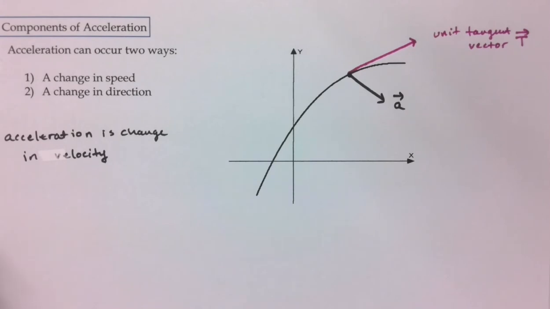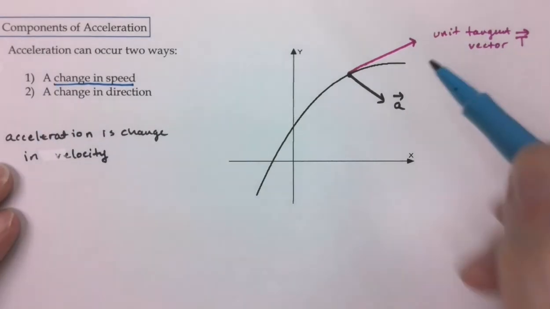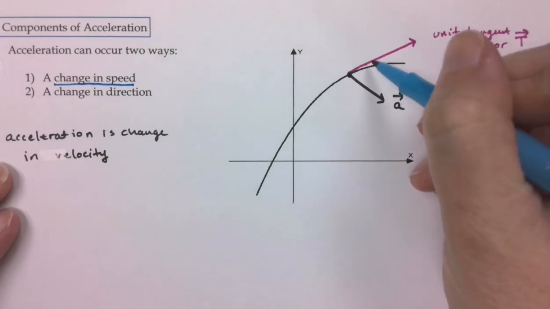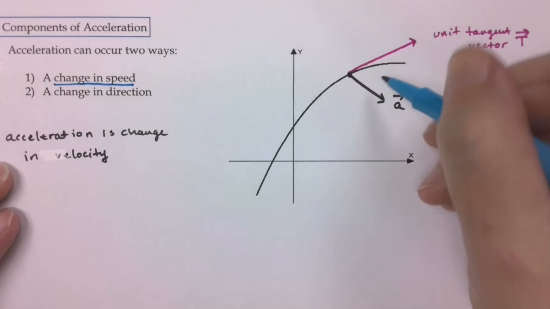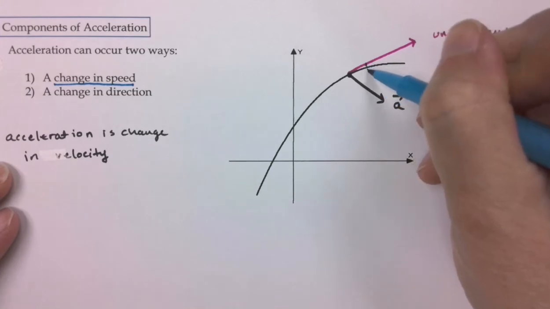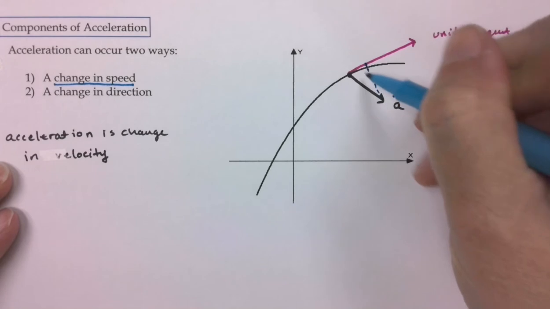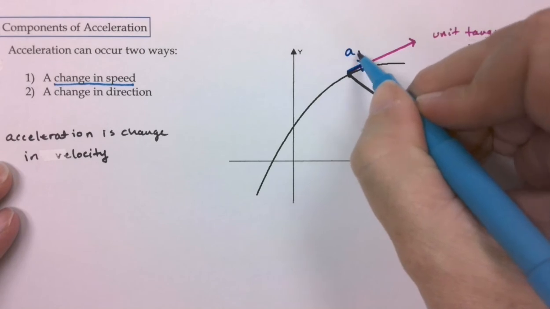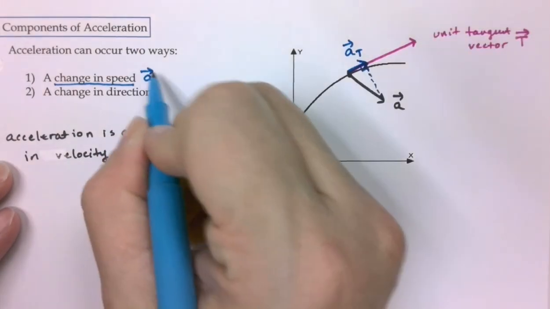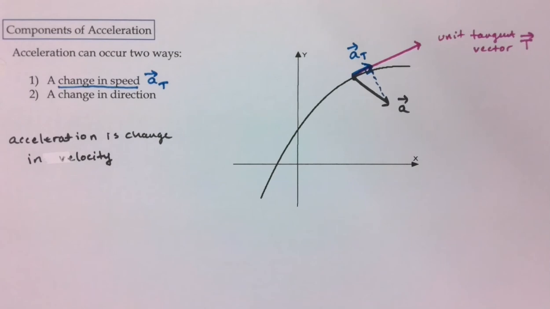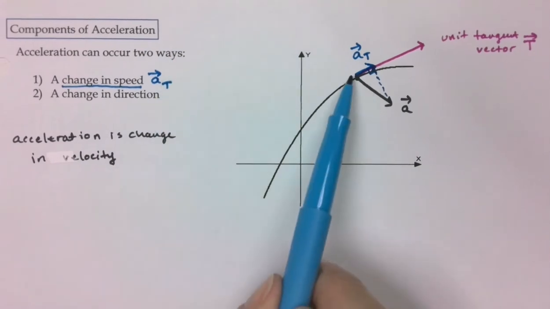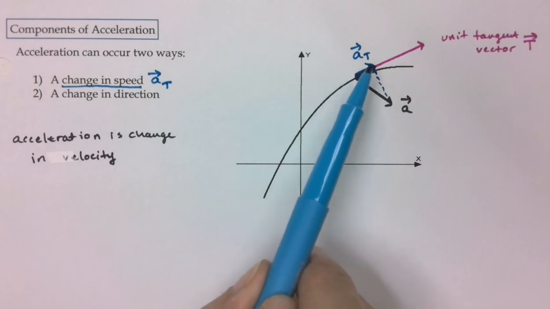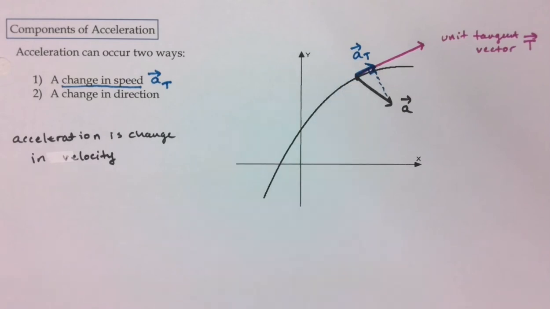When I change the speed, I'm dealing with my acceleration in the tangent vector direction. So I'd make a projection of my acceleration vector onto the tangent, making a right angle right there. That piece is the component of the acceleration that goes in the T direction. So if you change your speed, you're changing the component of your acceleration that is tangent to the curve.